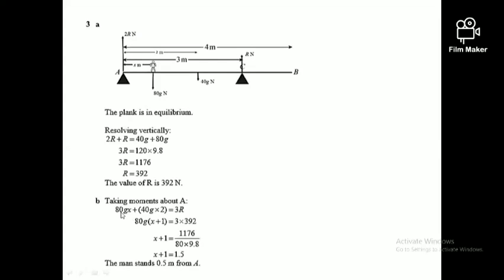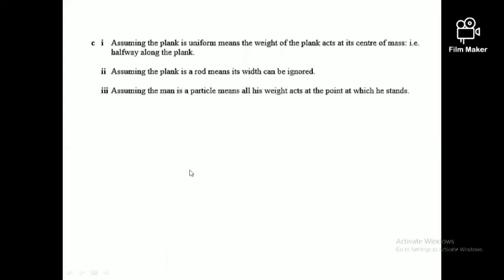Then if you simplify, taking 80g out, x remains and from the other term 1 remains, equal to 3 times R. The R value you already found from the previous question, right? Then x plus 1 equals 1176 divided by 80 times 9.8, that is 3 times 392 divided by 80 times 9.8, where g is 9.8. From here you get x as 0.5. That means the man stands 0.5 meters from A. That is the answer for this question.